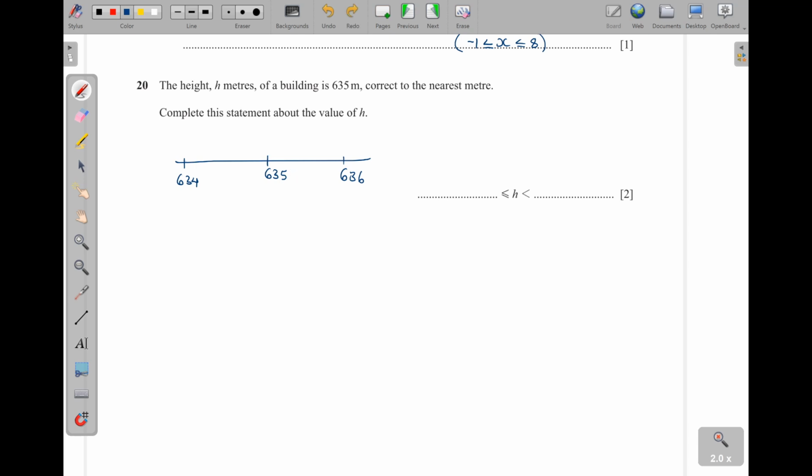Now this number here begins so in the middle here, and then ends so here. Here we move 0.5 units, then we move this way, also 0.5 units on the left. So this is 634.5, and then this is 635.5. So the upper bound is 635.5, and the lower bound is 634.5. All the numbers here, when I round them off, will give me 635.